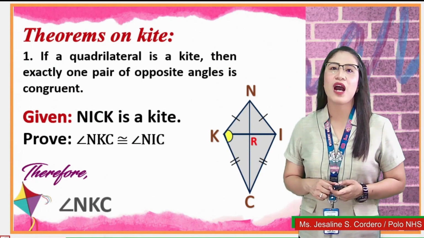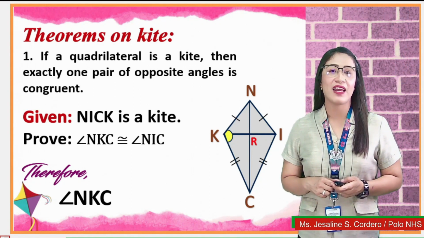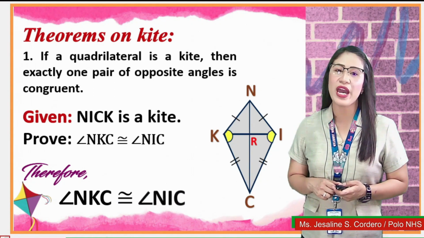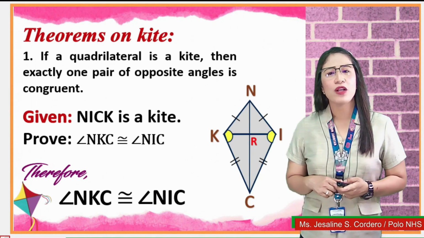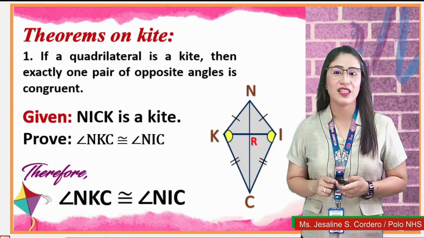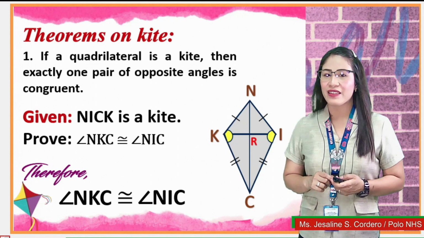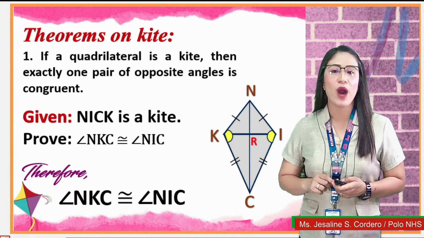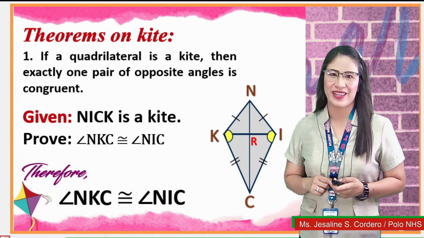Therefore, based on our 5 statements, we prove that angle NKC is congruent to angle NIC. And it also proves our theorem number 1. That is, if a quadrilateral is a kite, then exactly one pair of opposite angles is congruent.